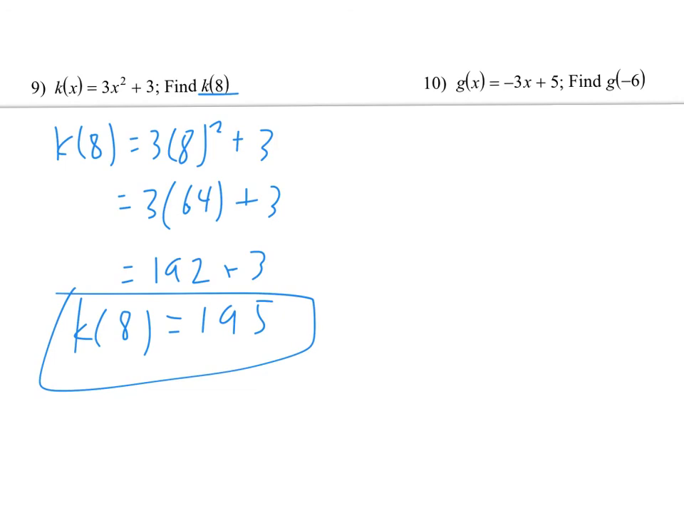All right, and then lastly, we'll do number 10 here. So it's asking for g of negative 6. So I need to plug in a negative 6 for that x right there. So negative 3 times negative 6 plus 5. So negative 3 times negative 6 is positive 18, plus 5, and that would be 23.